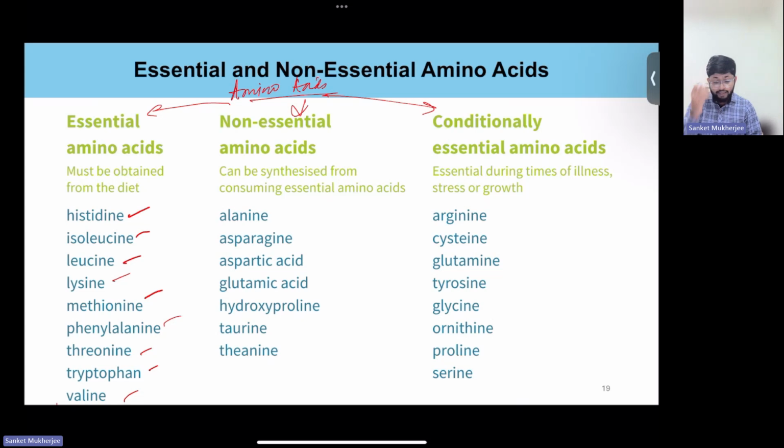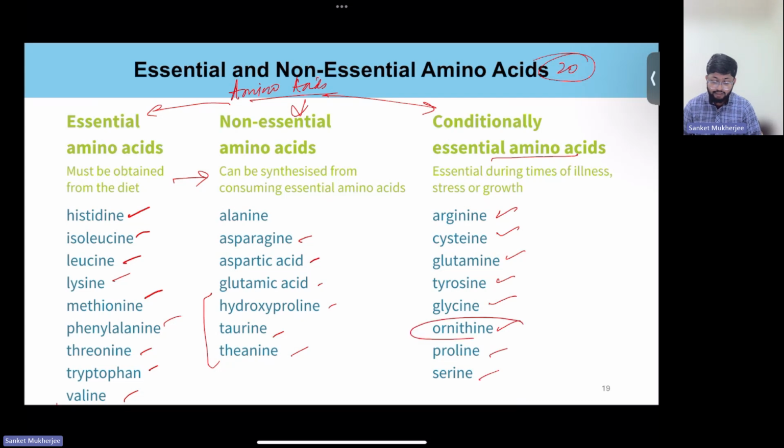Non-essential amino acids like alanine, asparagine, aspartic acid, glutamic acid, hydroxyproline, taurine, and threonine. All these amino acids, where these three are basically modified amino acids. They are not a part of the 20 amino acids which are common. So they are non-essential because they can be synthesized by your body. So there is a pathway which can convert these amino acids into these amino acids. So they can be synthesized. Conditionally essential amino acids are essential during the times of illness, stress, or growth because during those times they cannot be synthesized. So arginine, cysteine, glutamine, tyrosine, glycine, ornithine, proline, and serine. Again, this is an unusual amino acid in this case.